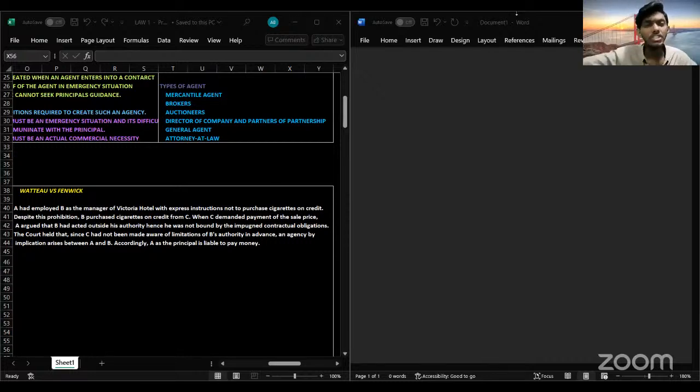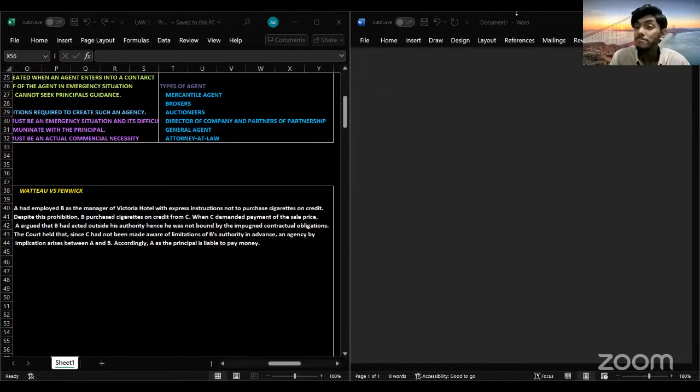Next one is auctioneer. Who is an auctioneer? An auctioneer is the person who is always trying to sell the products to the highest possible bidder. I mean, in the present context, there are reverse auctions and all those things. But to be honest, what's an auction? An auctioneer is the person who is always trying to sell the products to the highest possible bidder.